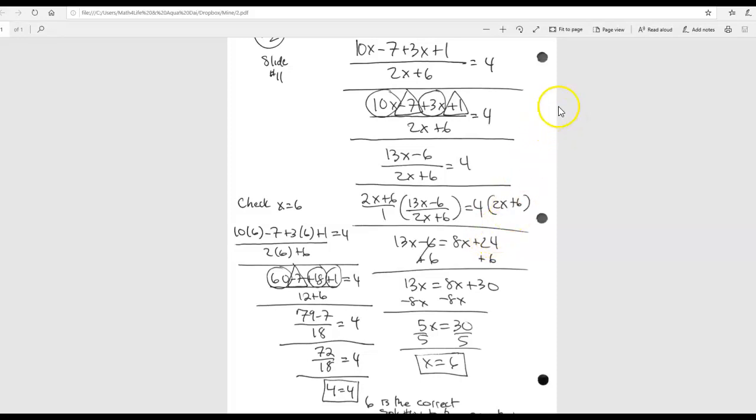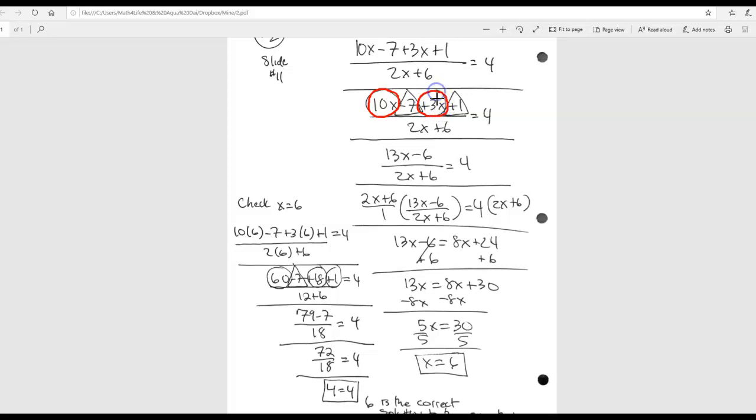I'm going to go ahead and use the equation letters as well. So let's take a look at the original equation. I have 10x minus 7 plus 3x plus 1 divided by 2x plus 6 equals 4. All right, so let's get to work. What would I do first? Be my writing tool. So notice I have some like terms here.